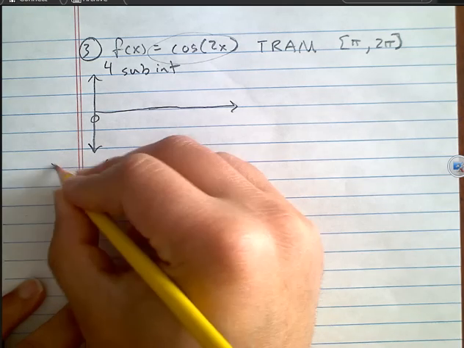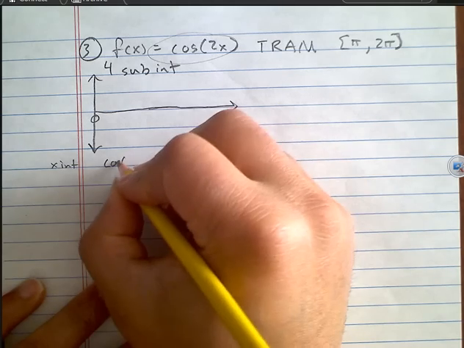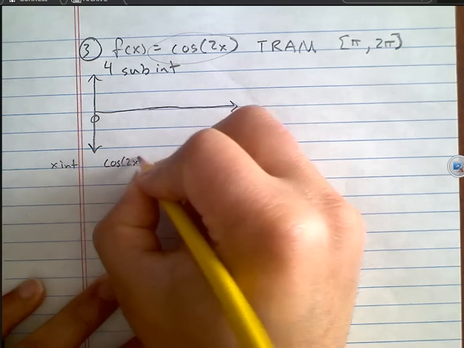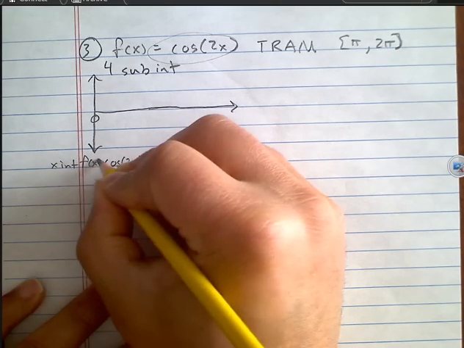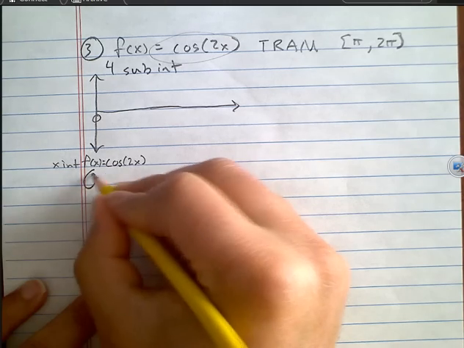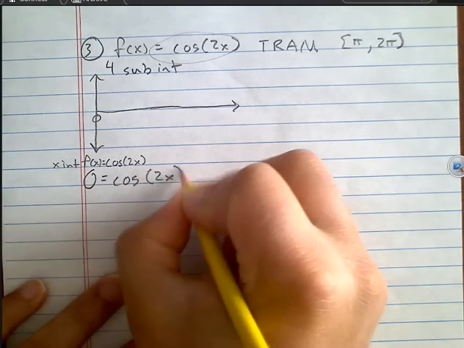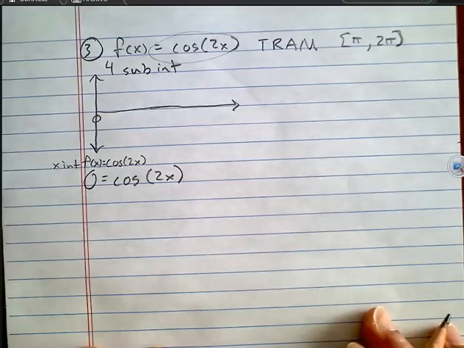So x-intercepts. Taking f of x equals cosine 2x, and f of x is y, so I'm going to set cosine 2x equal to 0. Now I don't have to think about where 2x is equal to 0. I think about where cosine is equal to 0. So where's the cosine equal to 0? Cosine is equal to 0 at pi over 2.